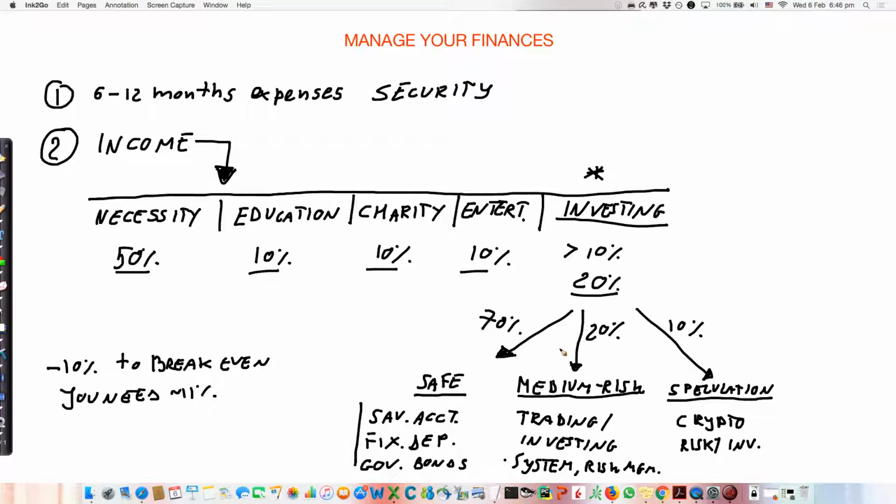Okay, so this is basically the idea. First, let's recap. We need to save 6 to 12 months of expenses in our security account. That is something safe, and is something we use for emergency. Then, whatever we get as income, like salary, in most cases we need to split in these buckets.